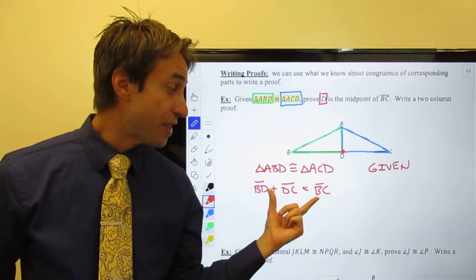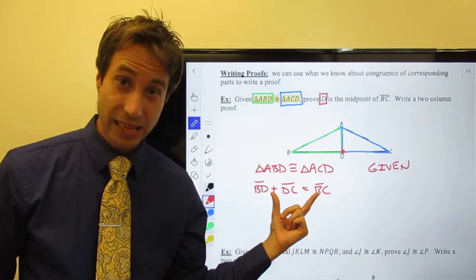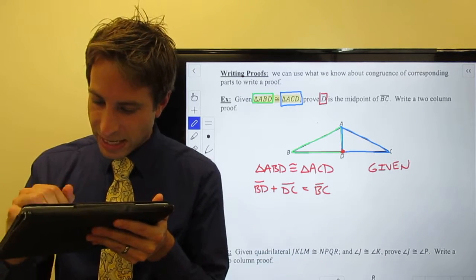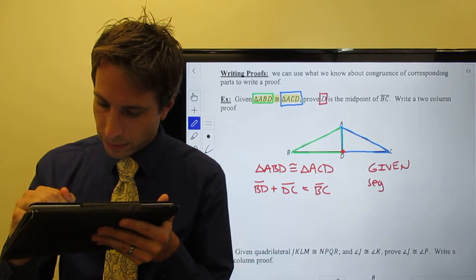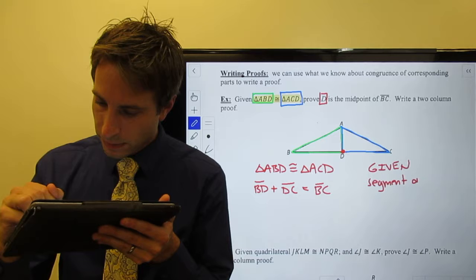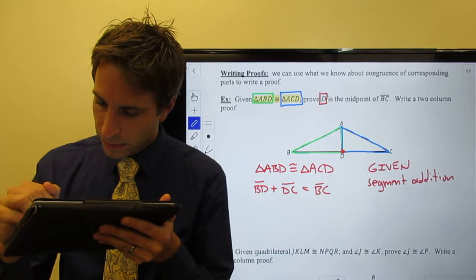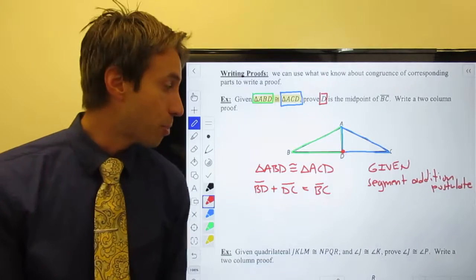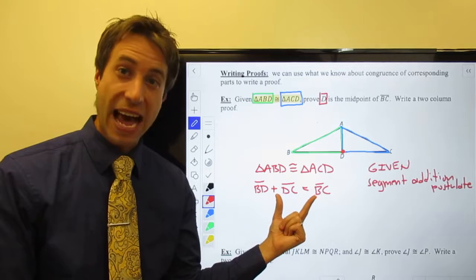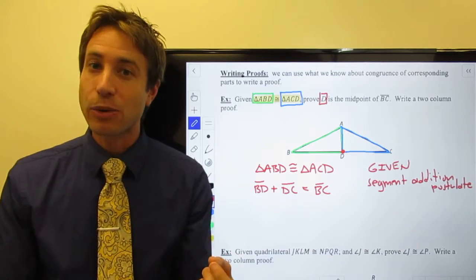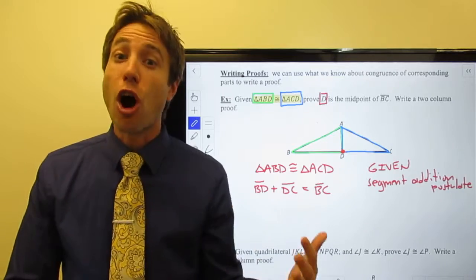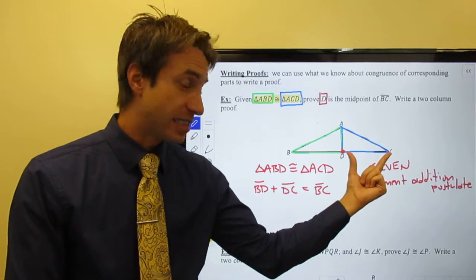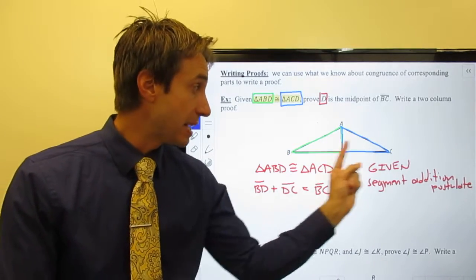Do you remember what this is? That is the segment addition postulate. The segment addition postulate allows me to write that step. And it's a postulate, which means that we don't have to prove it. It's just common sense. It's common sense that if you take BD and add DC, you're going to get a length BC.